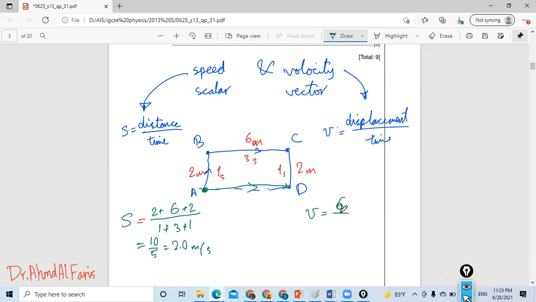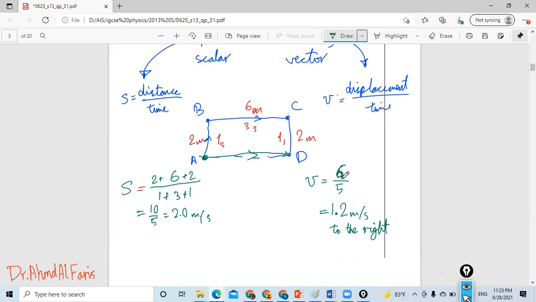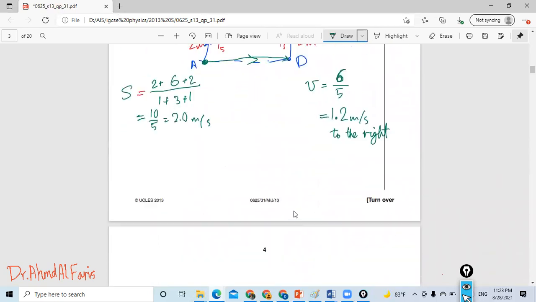The displacement divided by the same time, which is the whole time, which is 5. So the answer will be 1.2 meters per second to the right. But they don't usually ask this in the IGCSE syllabus, only for your information. One of the questions they ask is to compare speed and velocity and how we can calculate them.